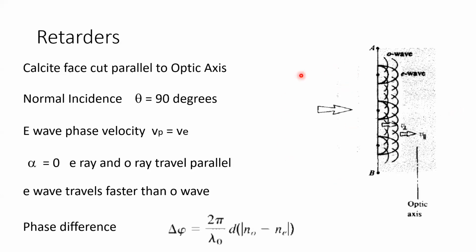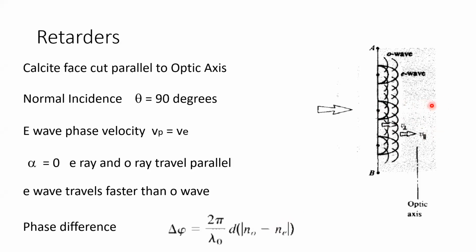Here all you require is light, it could be unpolarized light, for instance. That unpolarized light will induce an E wave and an O wave in the calcite crystal. And given the arrangement here, the optic axis is parallel to the face, and K is then perpendicular to the optic axis. The O wave and E wave are traveling together, but at different speeds. So there is a phase difference introduced between the two.